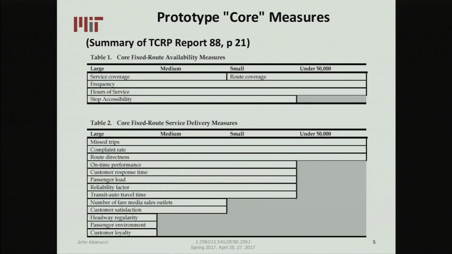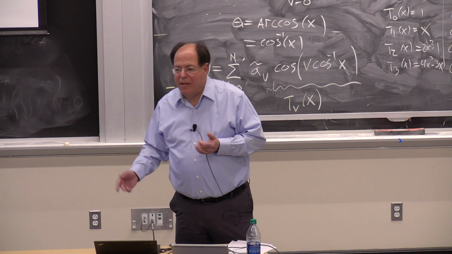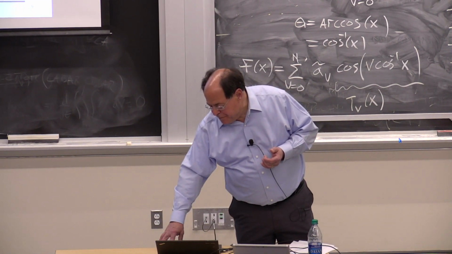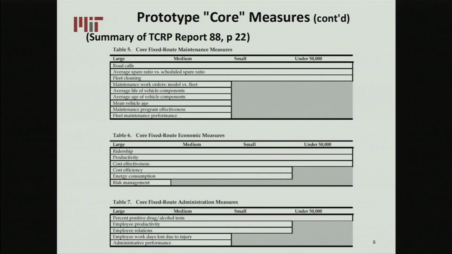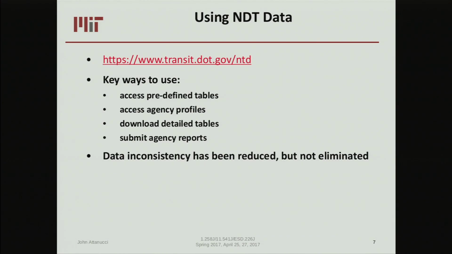This is the way they've got lists and lists of measures. They've got bunches of tables, and they have them for large properties, medium, and small, actually under 50,000 people in the metropolitan area. So they basically say this is kind of what we think your capabilities are based on staffing in these kinds of properties. And there's some more. I'm not going to go through these.